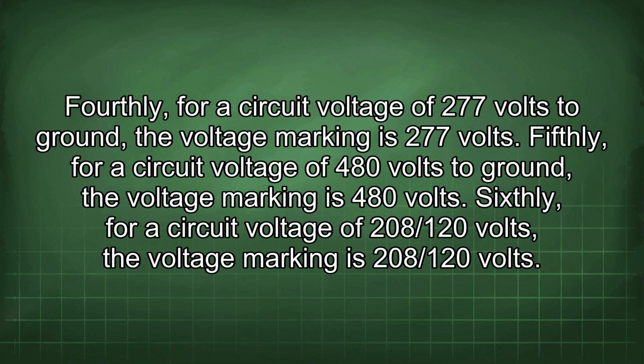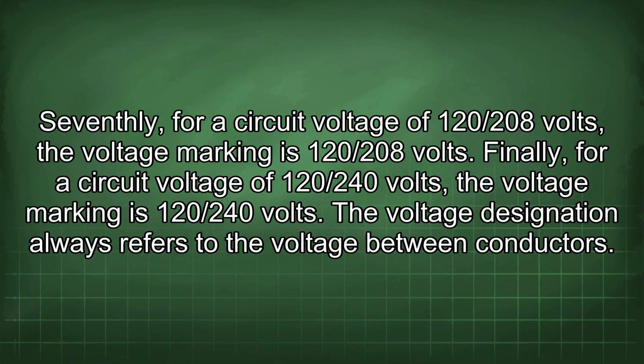Sixthly, for a circuit voltage of 208/120 volts, the voltage marking is 208/120 volts. Seventhly, for a circuit voltage of 120/208 volts, the voltage marking is 120/208 volts. Finally, for a circuit voltage of 120/240 volts, the voltage marking is 120/240 volts. The voltage designation always refers to the voltage between conductors.